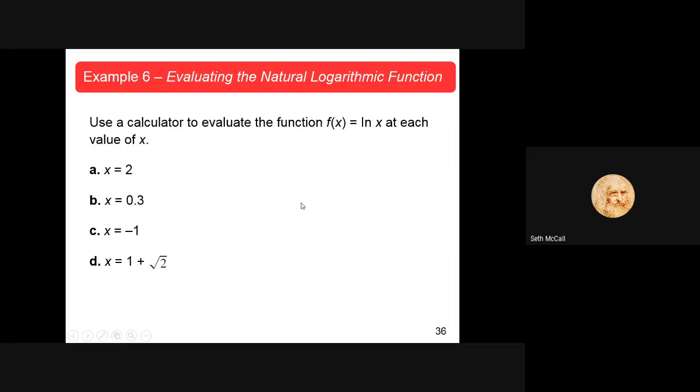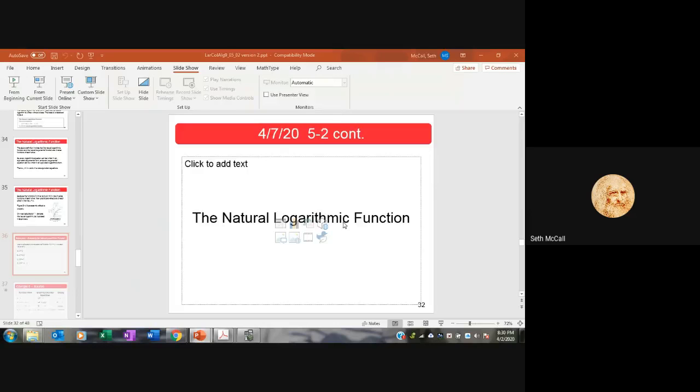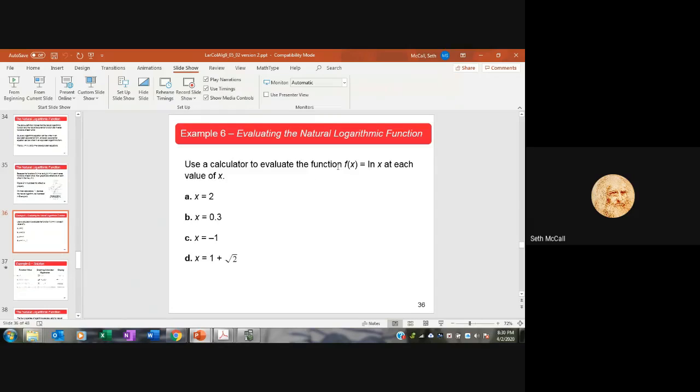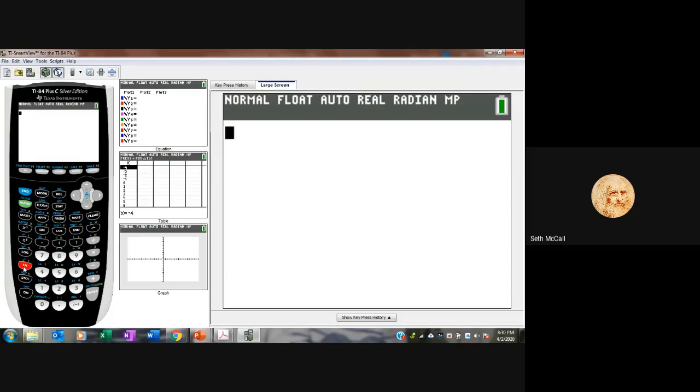Now, as I said, I'm not going to have you graph that by hand because you can't take that number to a power in your head. So this just wants you to use a calculator to evaluate the function f of x equals natural log of x at each value of x. We're going to start with x equals 2. So right here, we're going to tap the natural log, fill in 2, and hit enter. You can see it's 0.693147, and the decimal keeps going on.